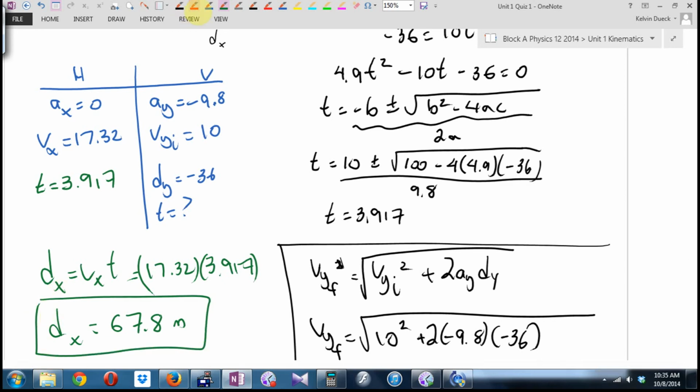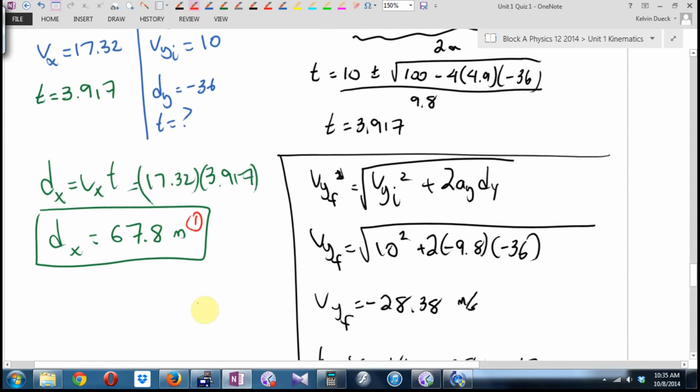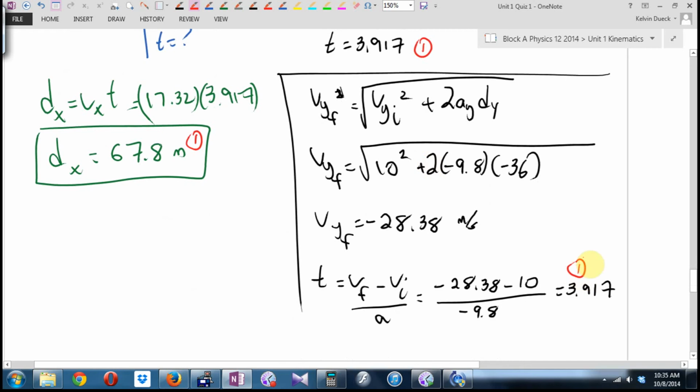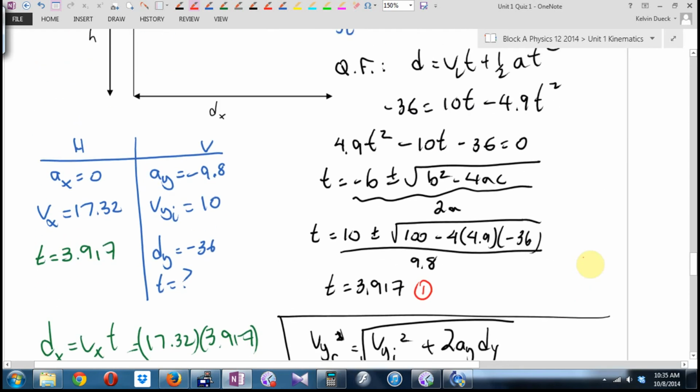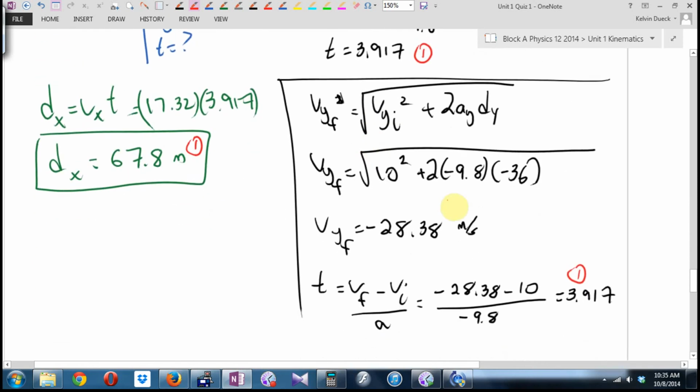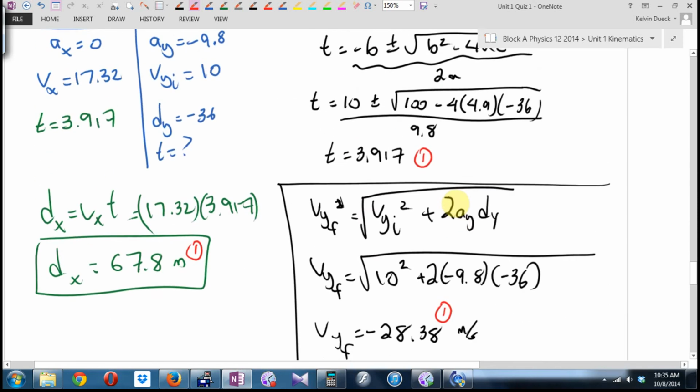If you got that, 4 out of 4. Otherwise, 1 mark for the answer. I would give you 1 mark for finding time in any way possible, depending on your method. If you use the quadratic method, I would give you 1 mark for this equation. If you use the v-final method, I'd give you 1 mark for that equation.